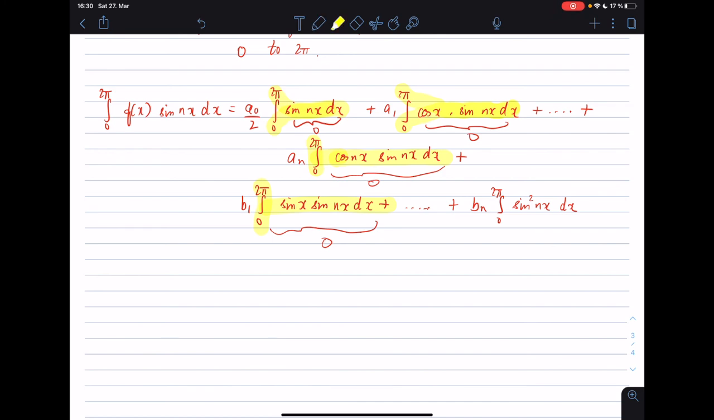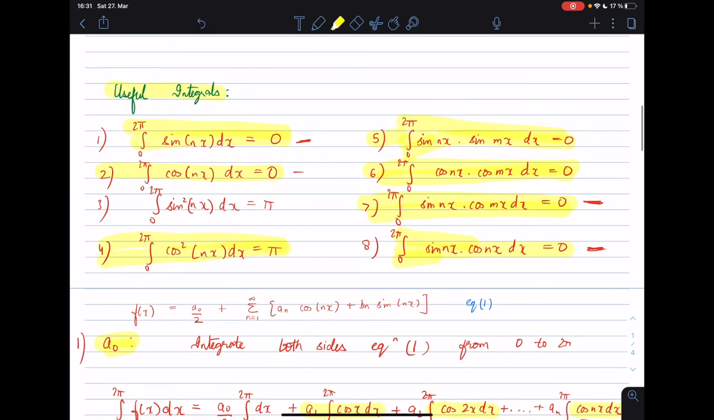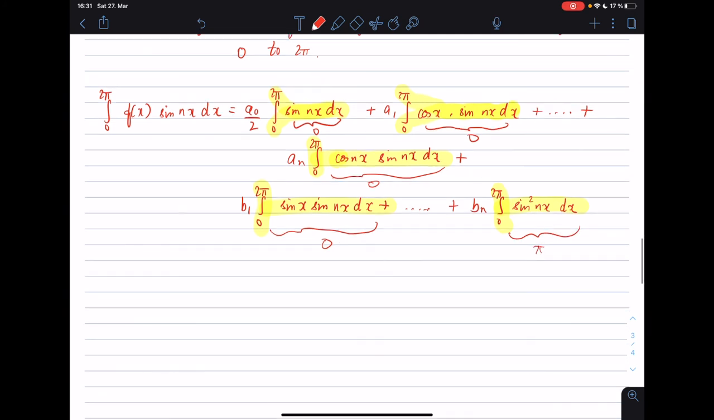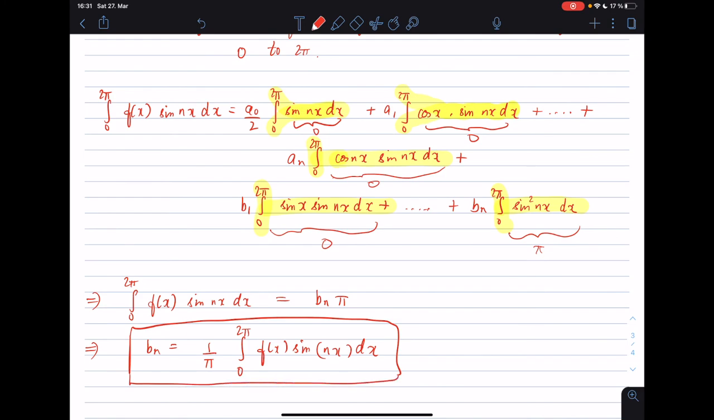And then finally, if we look at the last integral, that is the integral of sine squared nx from 0 to 2 pi, we will see that this is actually not 0. If we look at the formula number 3, we see that it's equal to pi. So we simply write down pi over here. Then if we write down our equation, it will simplify dramatically, just like before, to the integral of f of x multiplied by sine nx from 0 to 2 pi is equal to bn multiplied by pi. So that means bn is equal to 1 over pi multiplied by the integral of f of x sine nx dx from 0 to 2 pi, and that is exactly what we wanted to prove.